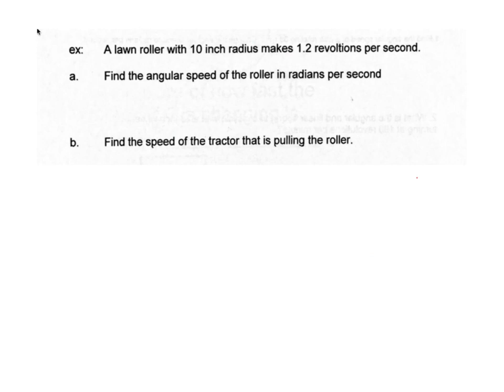I'd like you to try this next problem. It says a lawn roller with 10-inch radius makes 1.2 revolutions per second. In the first part, I'd like you to find the angular speed of the roller in radians per second. And in the second part of the problem, it asks you the speed of the tractor that's pulling the roller. So that's another way of asking you what the linear velocity is on the edge of that lawn roller. Press pause on your video, and when you're ready for the answer, press play again.